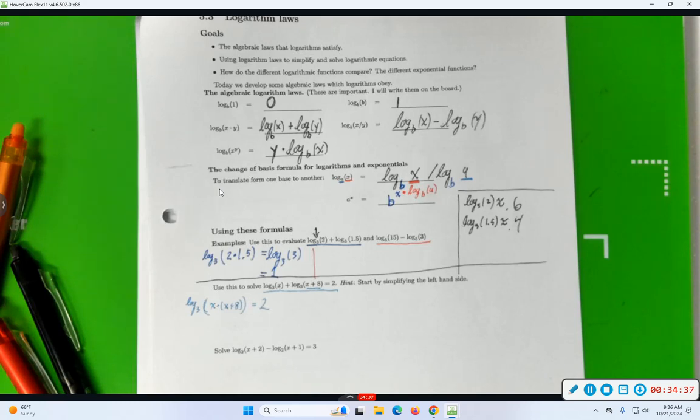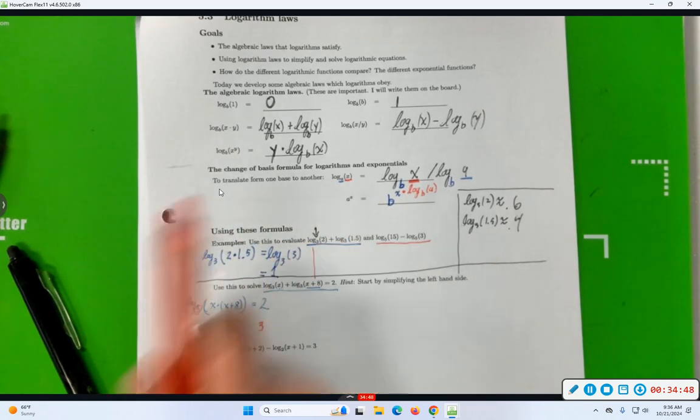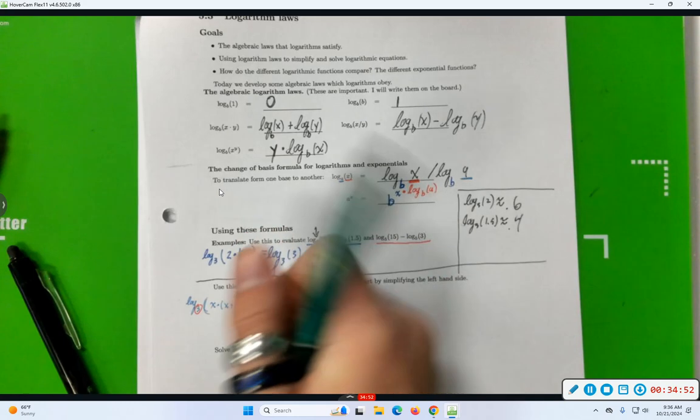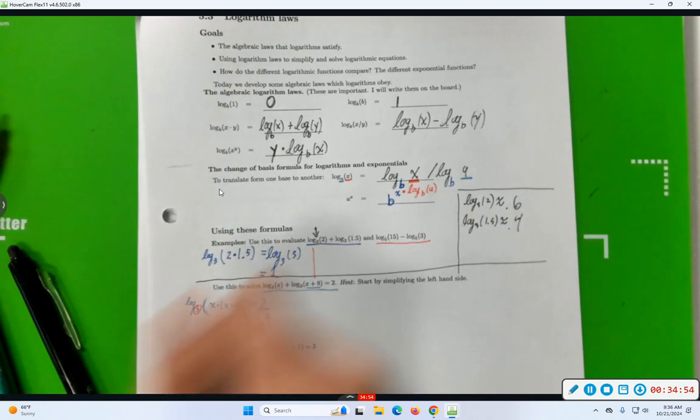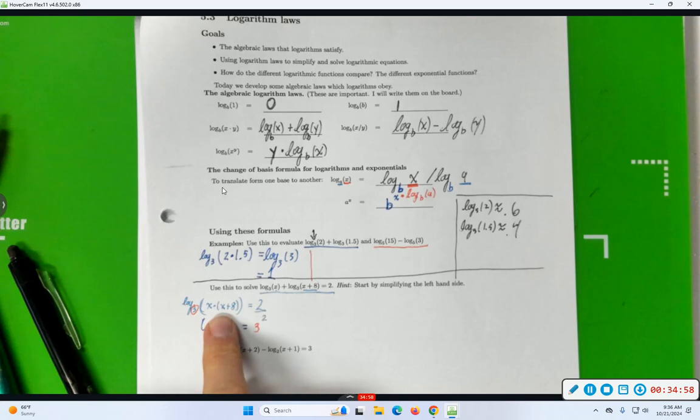Nice. You could put this in exponential form instead of logarithmic form. Since the base is 3, you would wind up with 3 to the power 2 equals, and you know what, let's distribute this out too. X times x plus 8, what do you get when you distribute that?